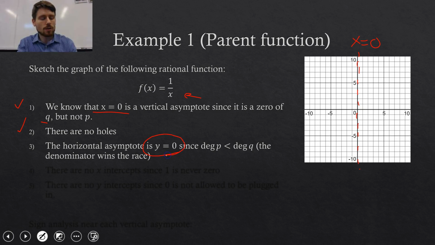1 is staying the same, 1 over x is going to go to 0. So this is my horizontal asymptote. It's the same as the end behavior. So I'm going to sketch that in, y equals 0. So there's the horizontal asymptote.